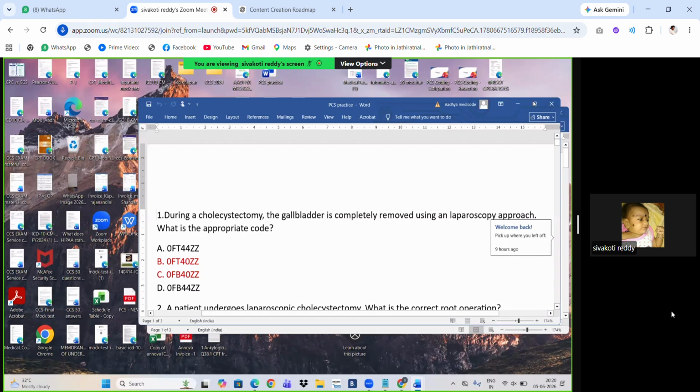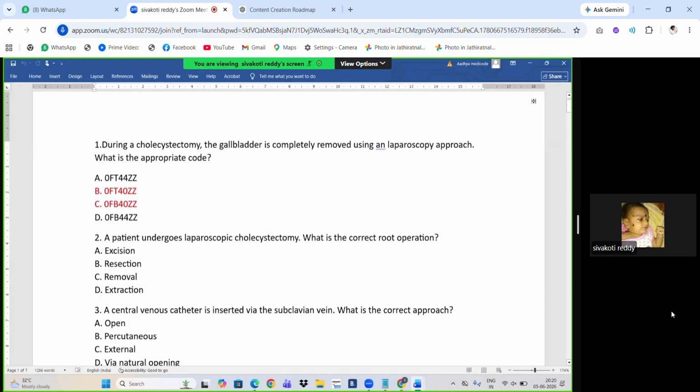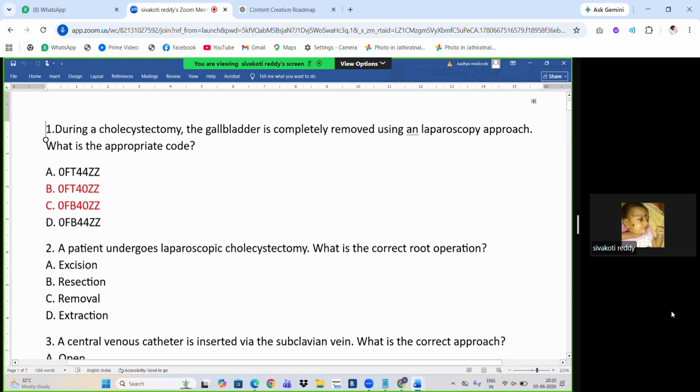So first question. We are not going to build a complete code, so don't ask me what the answer is like that. We are just discussing the approach. During a cholecystectomy, the gallbladder is completely removed using a laparoscopic approach. What is the appropriate code?